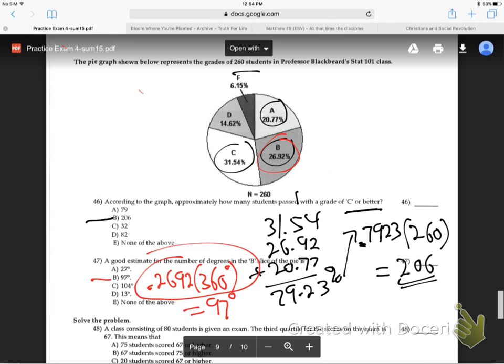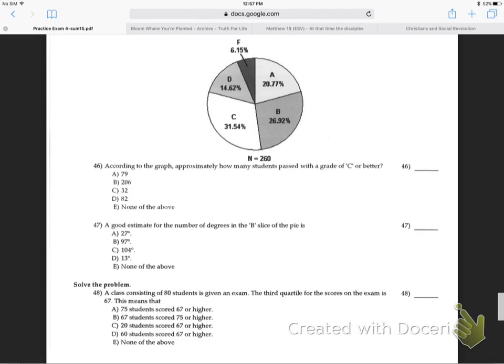Finally, lastly, question 48. Oh yeah, it's the last question. 48. A class consisting of 80 students is given an exam. The third quartile for the scores on the exam is 67. This means that. Now these are confusing statements coming at us here. So let me try to lay this out.